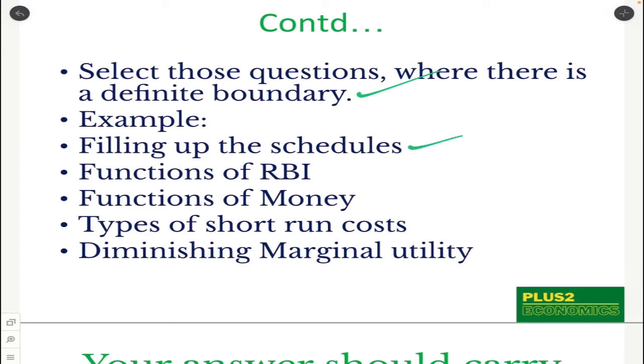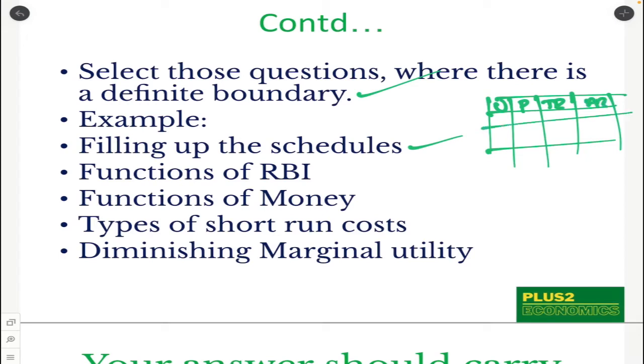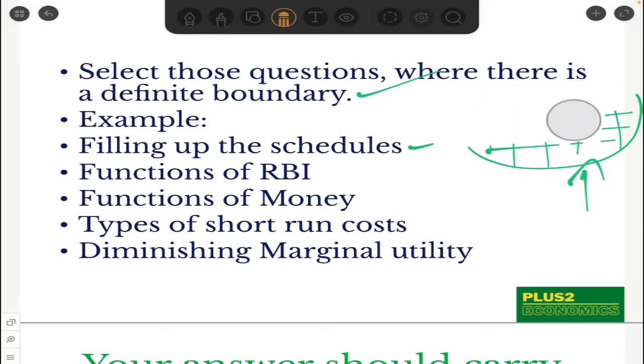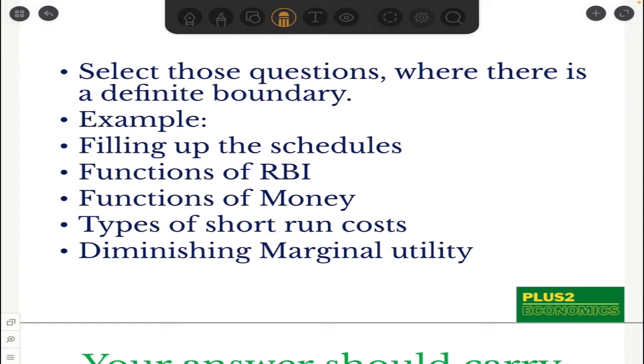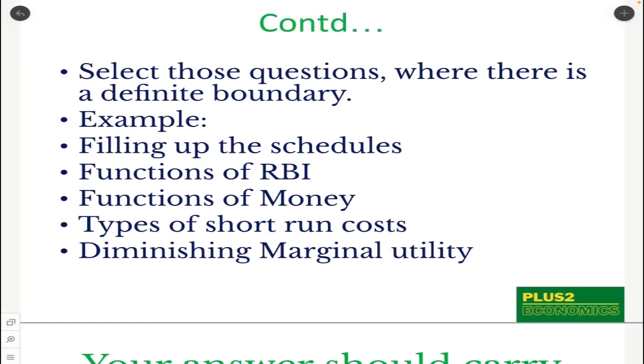Example, filling up of the schedules. See something like this. Say for example, you are given something like this. Say this is the number of units, this is the price. You are asked to calculate TR, you are asked to calculate AR. So this is a very simple question to answer, and it has a very definite boundary. You fill 5-6 blanks here, or you come out with this kind of a schedule, you are given full marks. So select those questions where there are some problems, or where you are asked to fill up some tables.